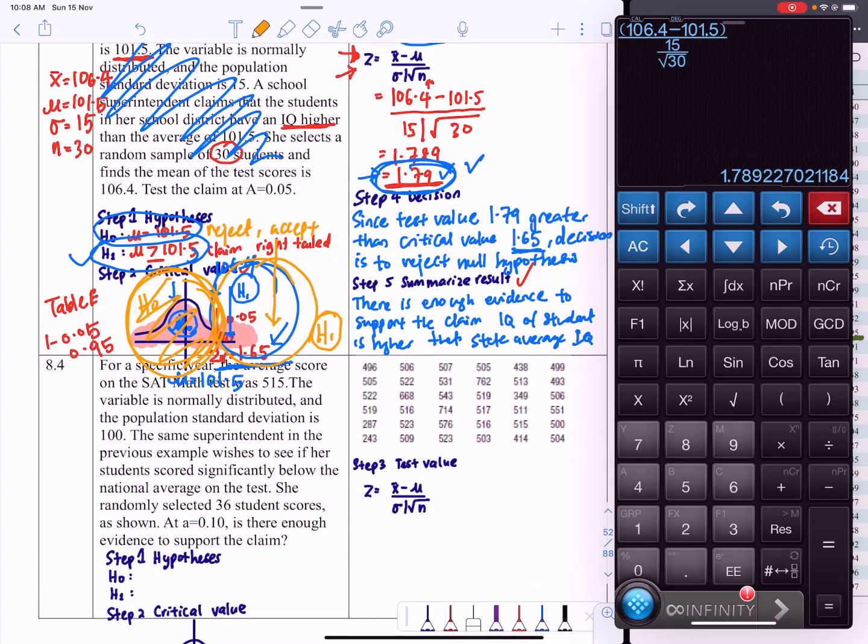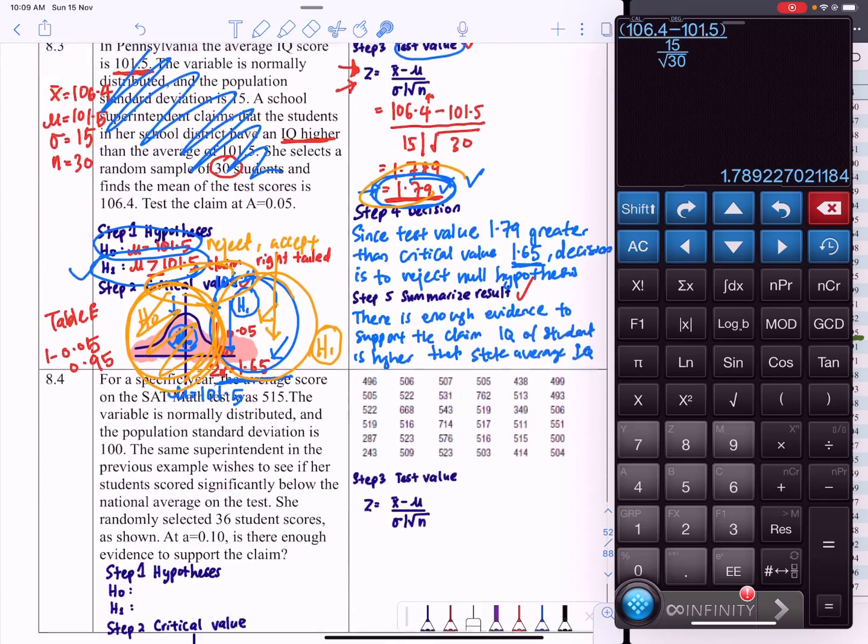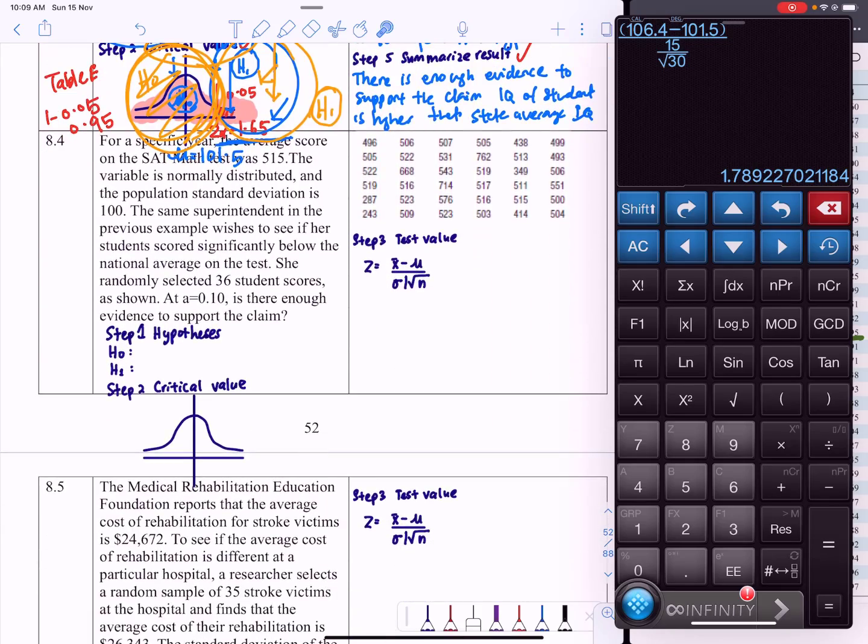Okay, we need to compare the test value and the critical value. Here we call it the critical value. This one is the test value. The test value comes from the new data set, 30 students, 106.4, the new data set. So that we can test whether the null hypothesis is accepted or we can reject the null hypothesis. That's for 8.3. Now we move to 8.4.